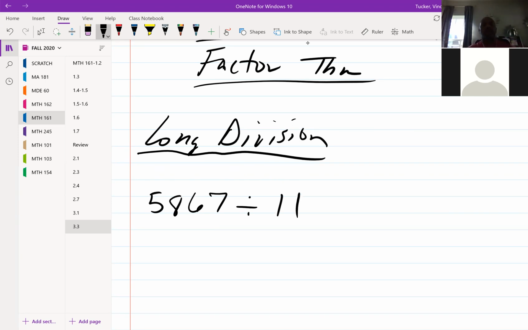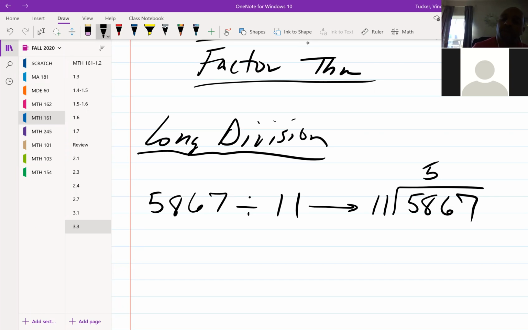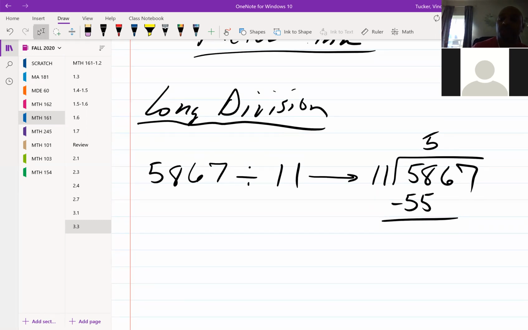All right, so if I had 5,867 divided by 11, if I wanted to set up my long division process, the 11 will go on the outside, the 5867 will go on the inside. 11 doesn't go into 5, but it goes into 58 5 times. 5 times 11 is going to be 55. We're going to use this process. We're not going to be dividing out long division as far as numbers are concerned, but we will be using this process to divide our polynomials using the long division. So that's why I'm going through the process.